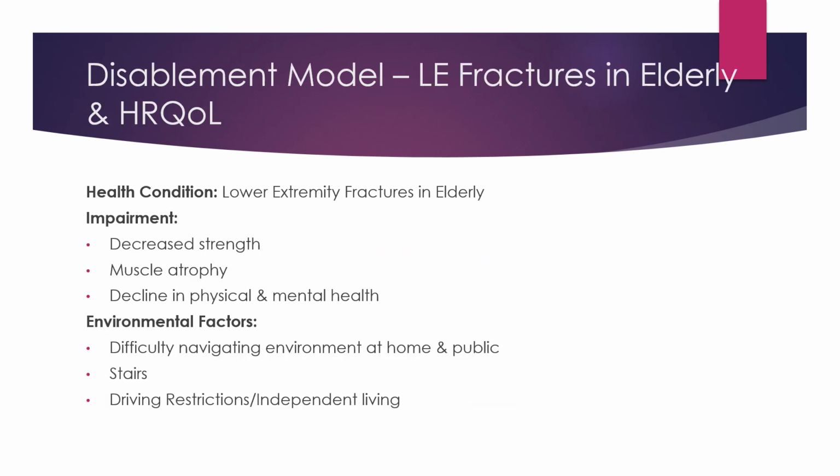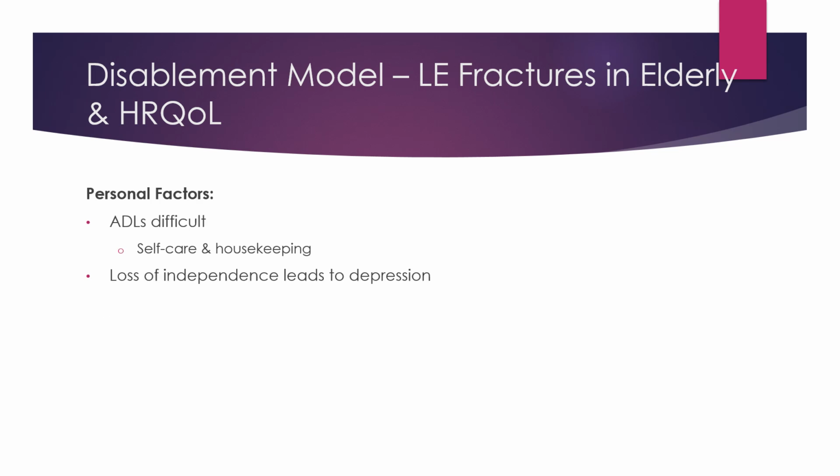The disablement model starts with looking at our health condition, which for us here today is lower extremity fractures in the elderly. So the impairments that they experience are decreased strength, muscle atrophy, and a decline in their physical health and mental health. Environmental factors that come into play are the difficulty that these lower extremity fracture patients have in navigating their environment at home and in public, navigating stairs, driving and transportation restrictions, and being able to maintain independent living.